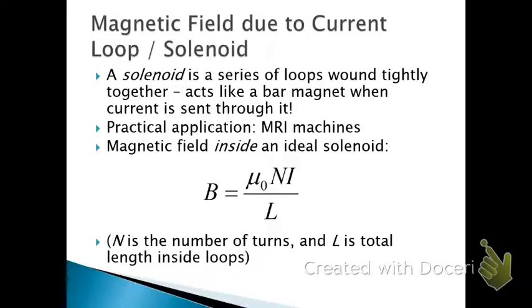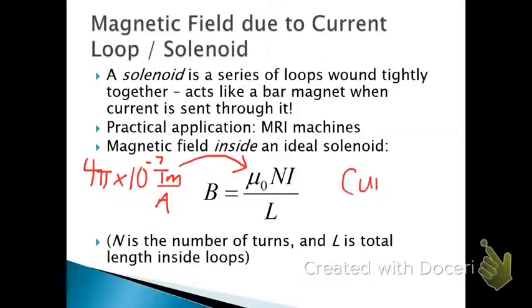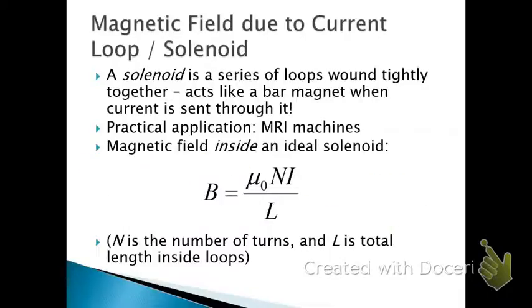Now, to find the strength of the magnetic field inside the ideal solenoid, you end up with this, where B equals mu naught N I over L, where mu naught is still the exact same constant, 4 pi times 10 to the negative 7. N is the number of loops, so how many times is this coil wrapped around itself? I is the current running through it, measured in amperes, and L is the total length inside the loops. Now here's what I mean by L. L is just going to be where the loops begin to where the loops end. It's not going to be the total length of wire that it takes to wrap that up. That's an important distinction.